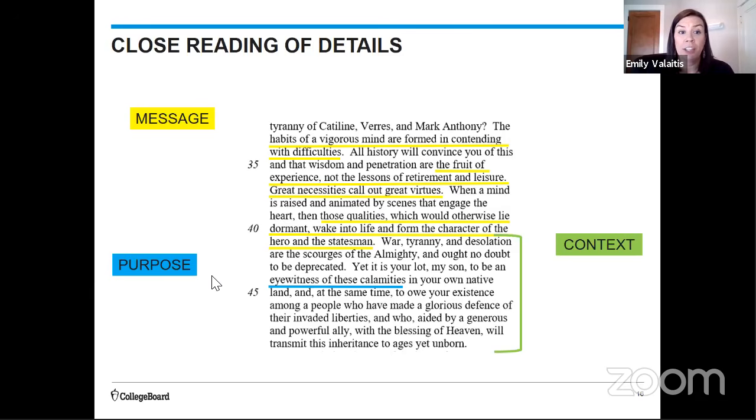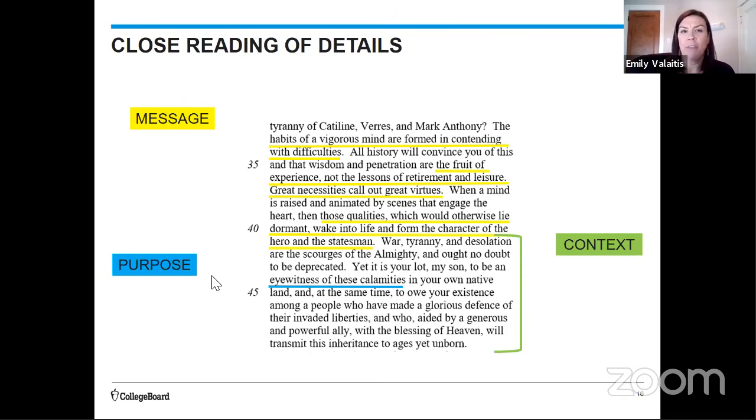Those lessons of retirement and leisure, because great necessities call out great virtues. Those virtues themselves are kind of brought to the forefront when you experience these challenges, and otherwise they might have lain dormant. And she says that when you go through these challenges, they wake into life and form the character of the hero and the statesman, which is interesting because it's starting to say to us that this isn't just about John Quincy going abroad with his father and his brother and having a good old time. They're trying to kind of tailor and craft him and build him into a hero and statesman, and these traits might not be developed had he just stayed at home.